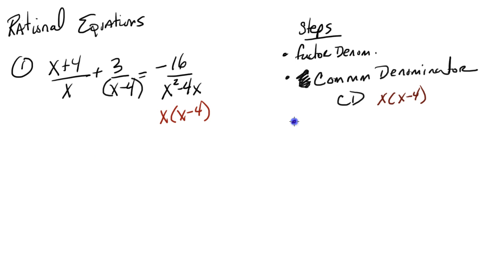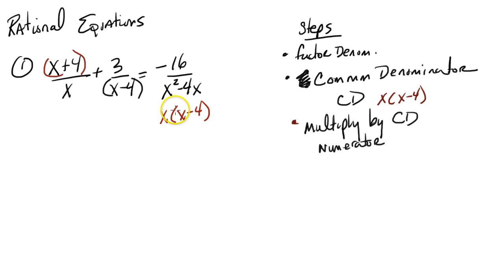Now, how you did it last year depends on who your teacher was. In my classes, what we did was we multiply by the CD. Really what we're going to do is put the CD in the numerator, because when you multiply the fraction, it goes in the numerator. So I'm going to go along to all these fractions and put the common denominator in the numerator. So it's x times x minus 4, x times x minus 4, x times x minus 4.